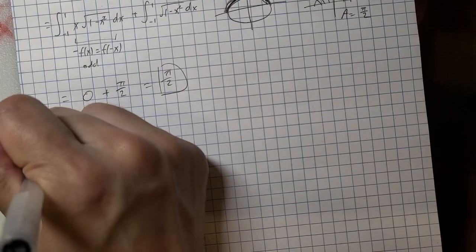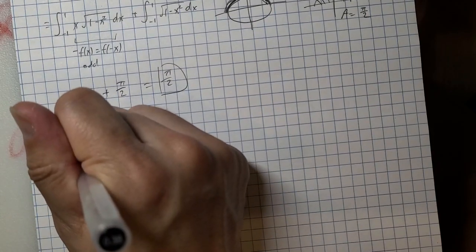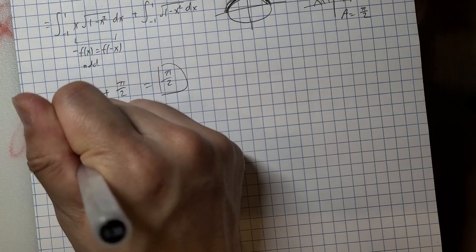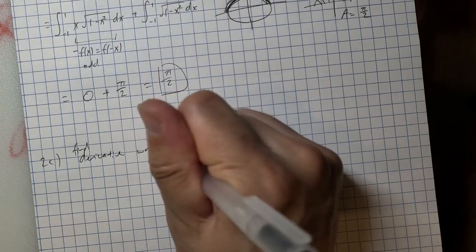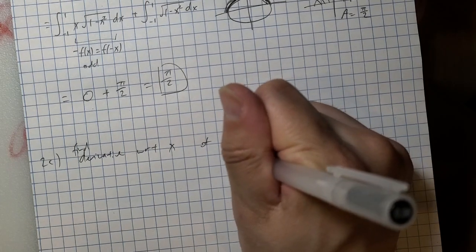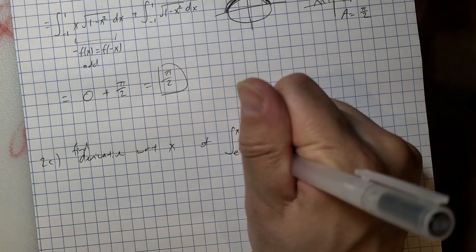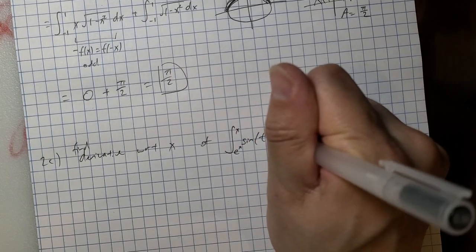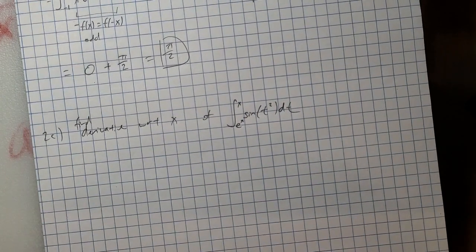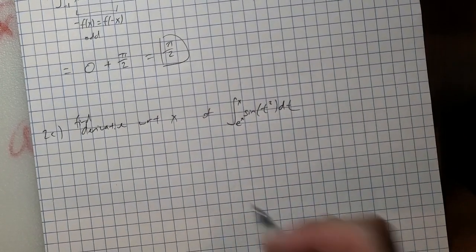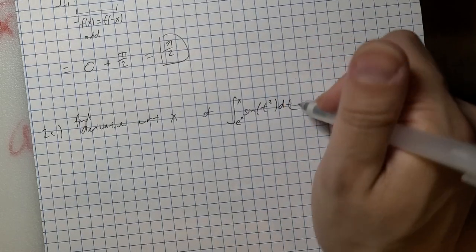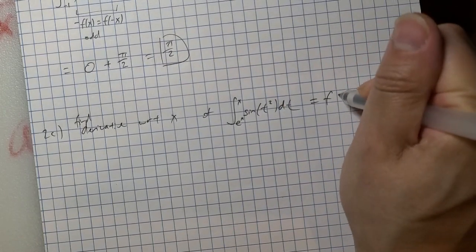Okay? 2c, it says find the derivative with respect to x of the integral from e to the x to x of sine t squared dt. This is a good old fundamental theorem of calculus. Very easy. Okay? How to do this? Like I said in previous videos, let's say this is equal to f of x.